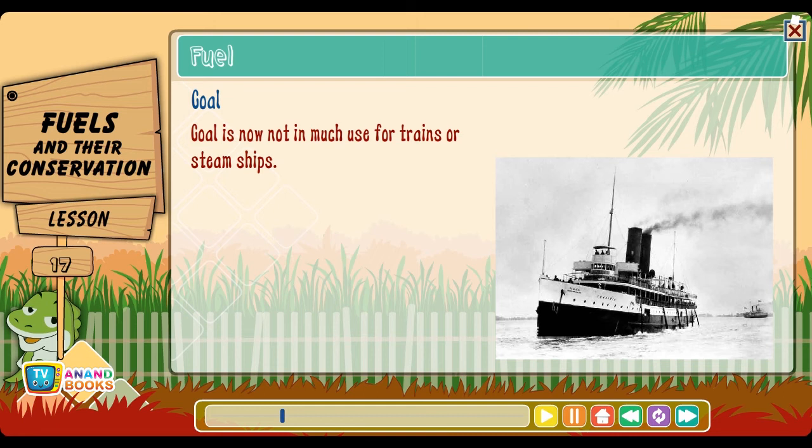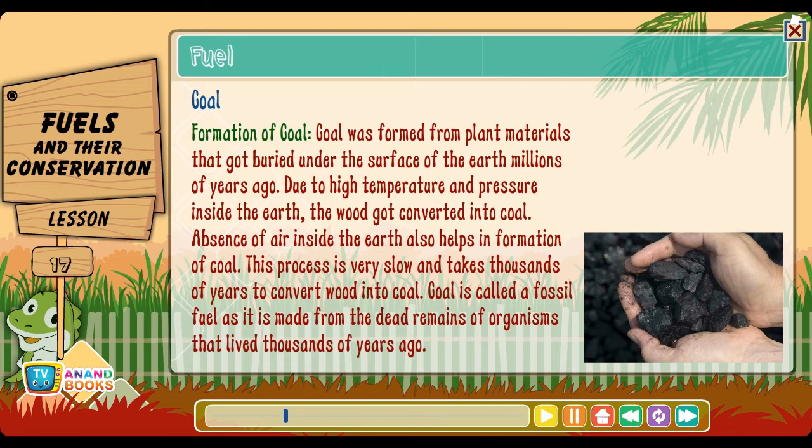Formation of coal. Coal was formed from plant materials that got buried under the surface of the earth millions of years ago. Due to high temperature and pressure inside the earth, the wood got converted into coal. Absence of air inside the earth also helps in formation of coal. This process is very slow and takes thousands of years to convert wood into coal. Coal is called a fossil fuel as it is made from the dead remains of organisms that lived thousands of years ago.